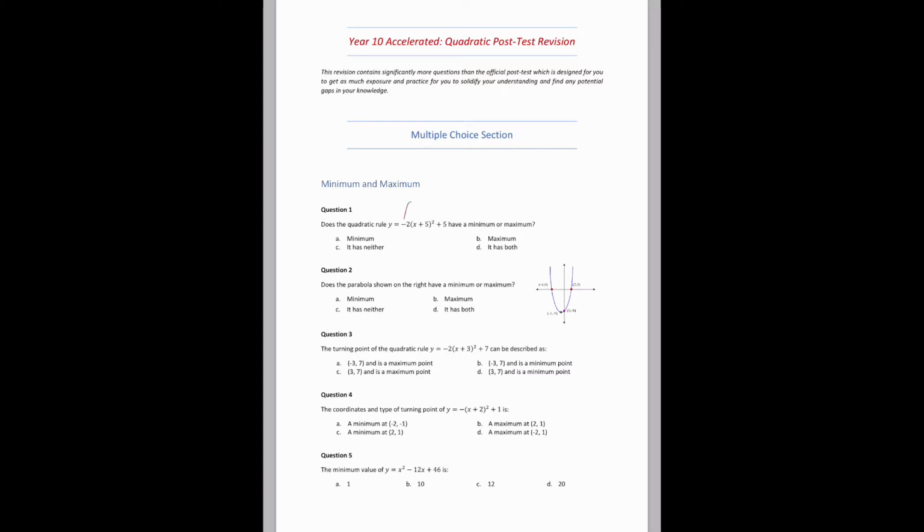In order for you to identify whether something has a minimum or maximum, you're just going to be looking at the a value. If it's a negative a value, then you've got an unhappy face, and if you've got a positive a value, then you will have a happy face parabola. In this case, because it's a negative a value, negative 2, you will have an unhappy face parabola, which means that your turning point is classified to be the maximum, okay? So therefore B will be the correct answer for question 1.